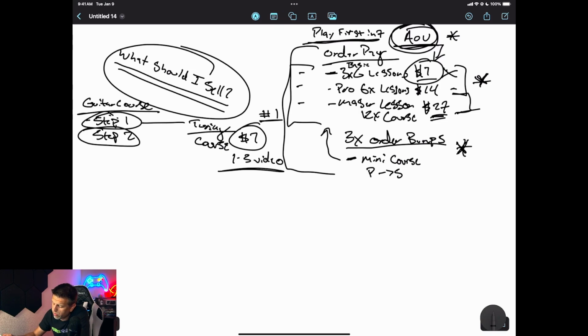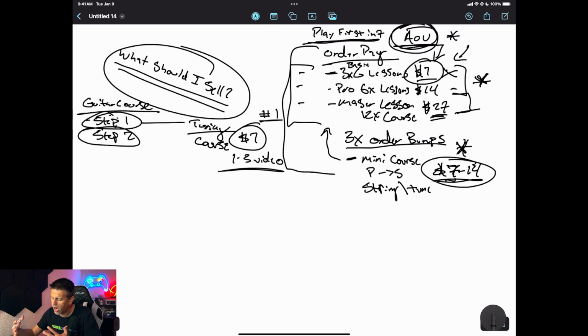The order bump then could be what I was talking about before, which would be this is how you string the guitar, and this is how you tune it. And that product is $7 to $14. I usually try to keep these pretty low. Again, we'll talk more about pricing, but usually I try to keep the bump price very similar to the offer. So if it's a $7 product, I like to have a $7 bump in there.